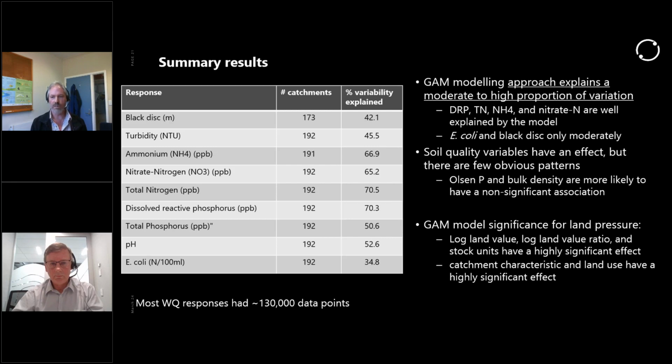The soil quality variables, they do have an effect, but there are a few obvious patterns. As we mentioned, several of those tended to be non-significant. But in terms of overall messages, the significance for some of the land pressure variables, the land value, stock units have a highly significant effect, but as we saw previously, they had less importance. And the catchment characteristics and land use had a highly significant effect.